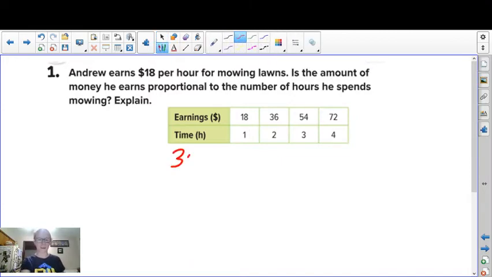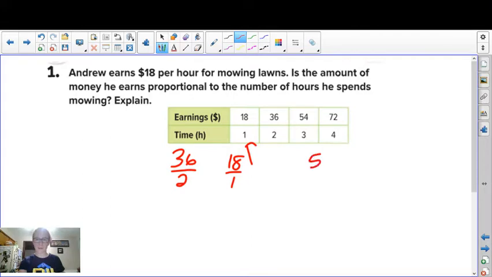So I can start by 36 over 2. Can I take 36 divided by 2? Yes, I can. 36 divided by 2 is 18. 2 divided by 2 is 1. So far, our first increase of time is consistent. But just because it's consistent for the first one does not mean it's going to be consistent the rest of the way. We have to continue checking the rest of the table.